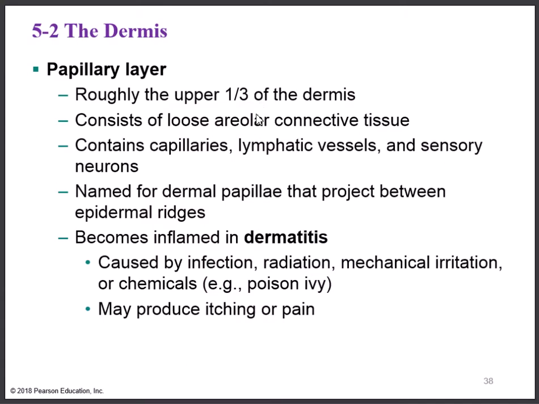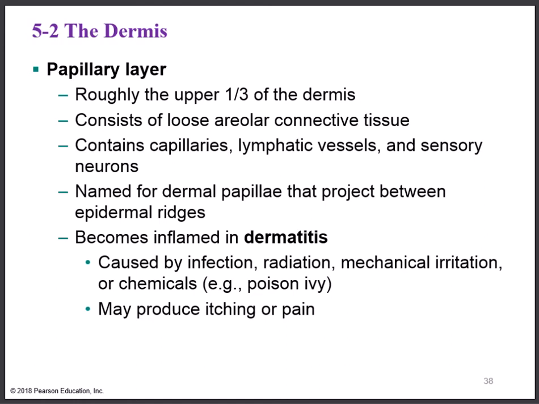That's my interpretation. If we were to look at the papillary region under the microscope, we would see that it consists primarily of loose areolar connective tissue, and we would find blood vessels, capillaries, small lymph vessels, and the sensory neurons we looked at earlier in part 2 of this lesson. The papillary region is named for the dermal papilla, which project up between those epidermal ridges.